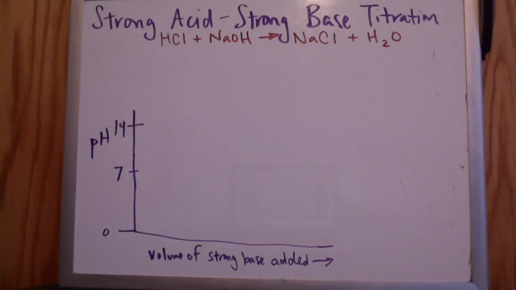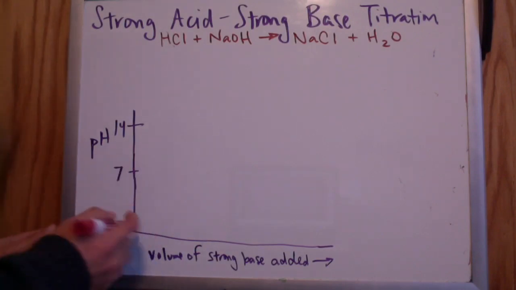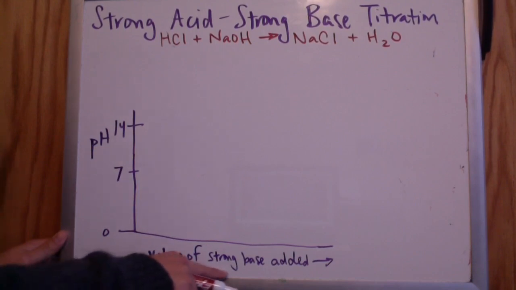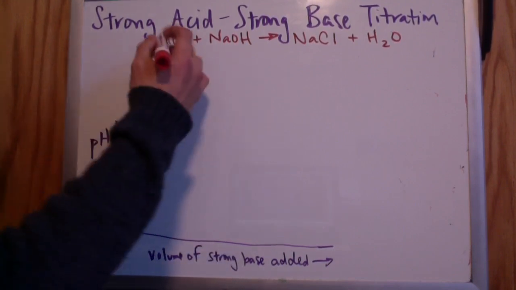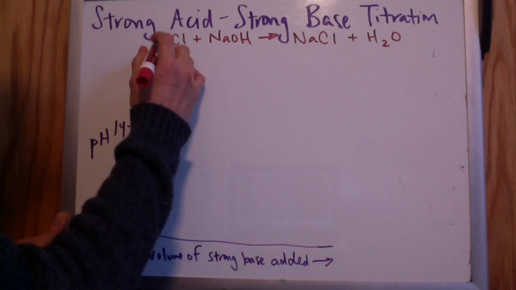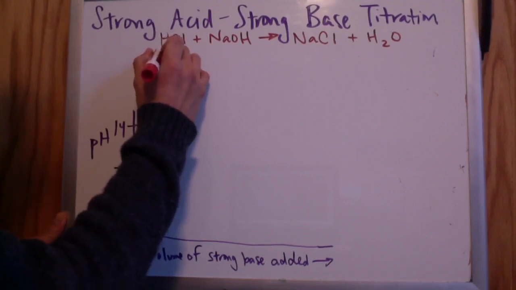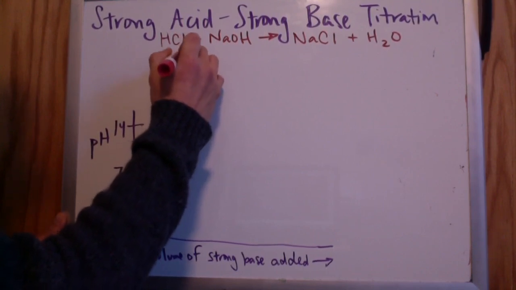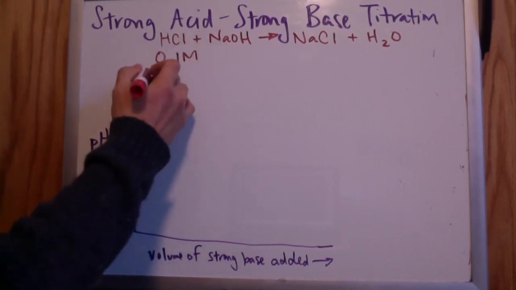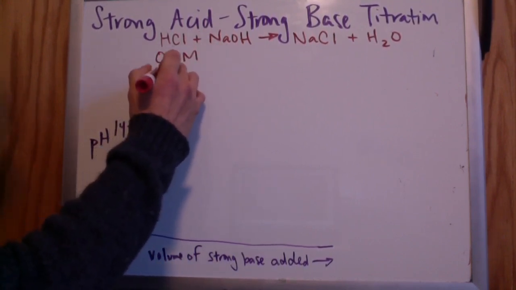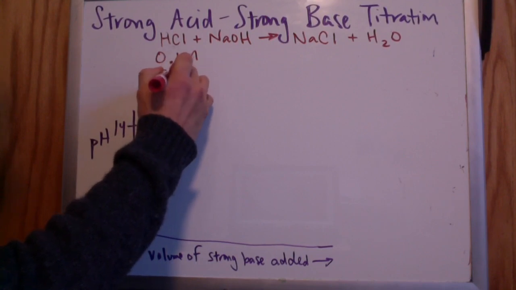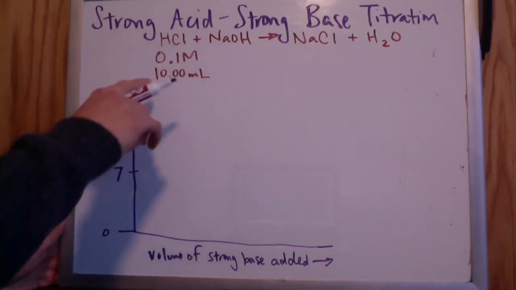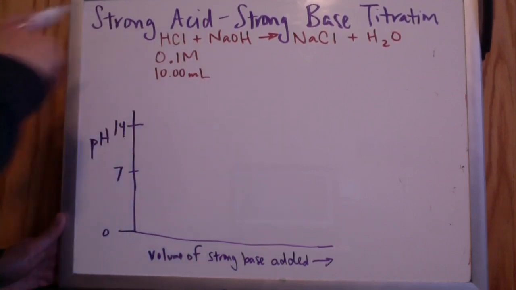So I wanted to point out a couple of things on the chart. Over here, on the y-axis, we have pH versus the volume of a strong base added. So say, for example, we started off with hydrochloric acid at 0.10 molar, and then maybe we had 10 milliliters to start off with.